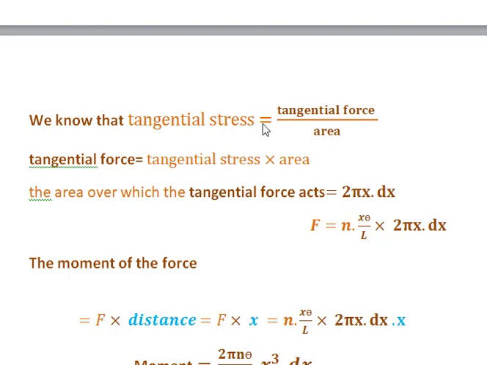Already we know that the tangential stress is equal to tangential force by area. So the tangential force is equal to tangential stress into area. The area over which the tangential force acts is 2 pi x into dx. Substituting the value here, the force is equal to the tangential stress n x theta by L into the area 2 pi x into dx.